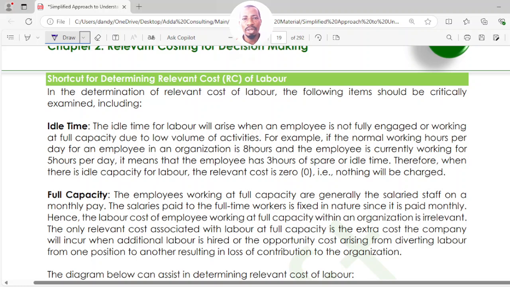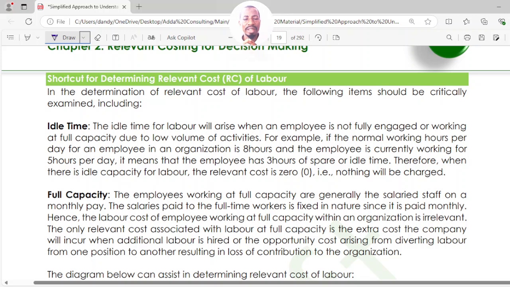One is that because the current employees are already working at full capacity, the company may need to engage additional labor. So the cost of hiring additional labor is relevant. You must account for it. Then number two, if of course you cannot hire more labor, it is possible that you will need to divert resources from one position to another. Then the cost of diverting resources is a relevant cost that the company will need to consider, especially if it has to do with contribution loss. All right, so those are the things you need to take into consideration under full capacity.